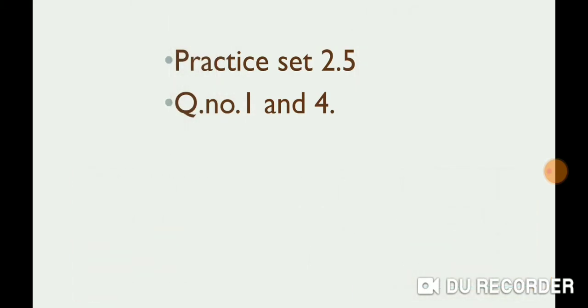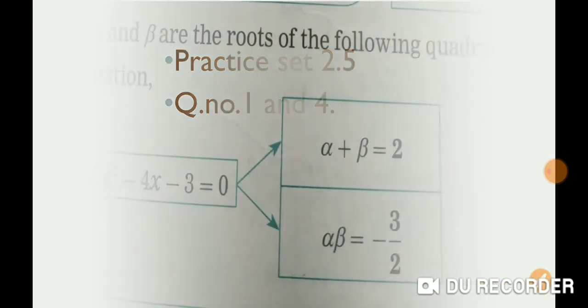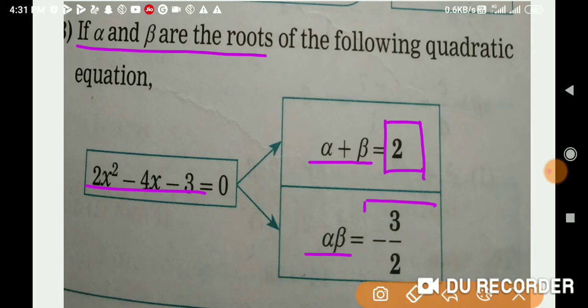Today we take question number 1 and question number 4 in practice set 2.5. Let us see an activity. Here alpha and beta are the roots of the following quadratic equation, and the quadratic equation is 2x square minus 4x minus 3 is equal to 0, and we have to find out the value of alpha plus beta and the value of alpha into beta by filling the boxes.